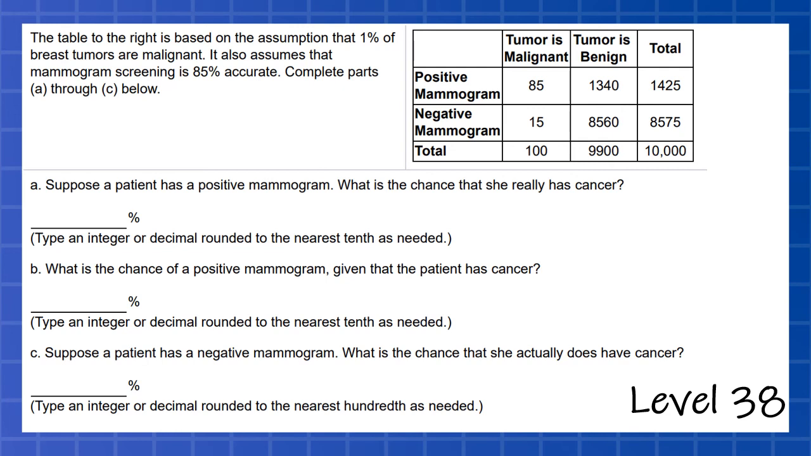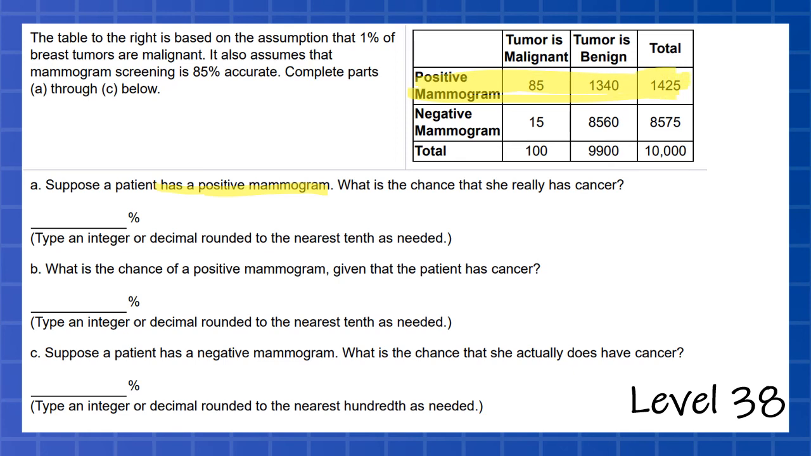So let's stick with this kind of negative topic when we're talking about cancer. And let's look at an example, and we're connecting our counting tables with that idea of relative versus absolute, taking into context. So the first question says, suppose a patient has a positive mammogram. So if we look at our table, where are the positive mammograms going to show up? They're going to show up right in this row. So we focus on whatever row or column we're talking about.